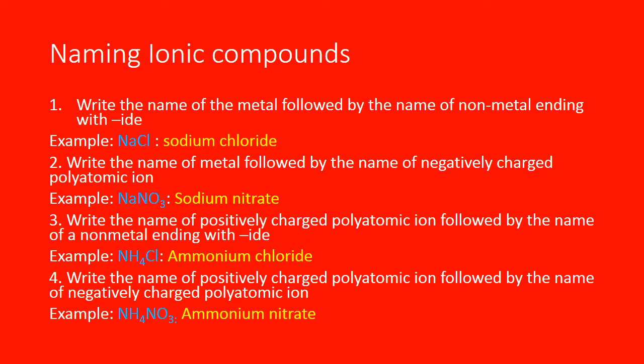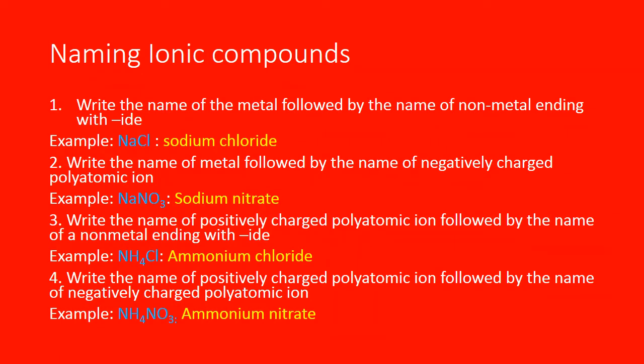The second case is one in which the ionic compound is formed between a metal and a negatively charged polyatomic ion. For example, NaNO3 is an ionic compound in which there is a sodium positive ion and a nitrate negative ion. So when you name this compound, you write the name of the metal followed by the name of the negatively charged polyatomic ion. So the name for this becomes sodium nitrate.